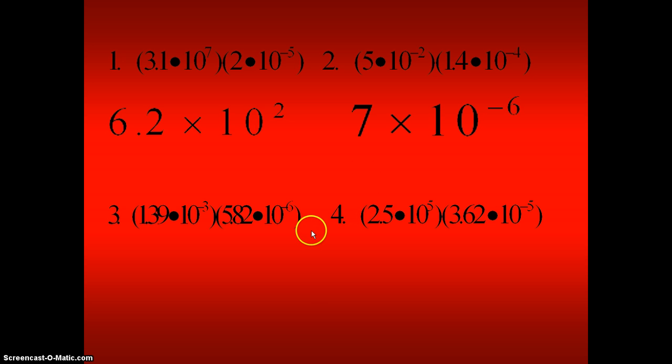Alright, number 3 and 4, same routine. You're going to multiply the first two numbers, leave the base of 10 the same, and then you're going to add the exponents. So for number 3, you should get 8.0898 times 10 to the negative 9th power. Okay, try number 4.